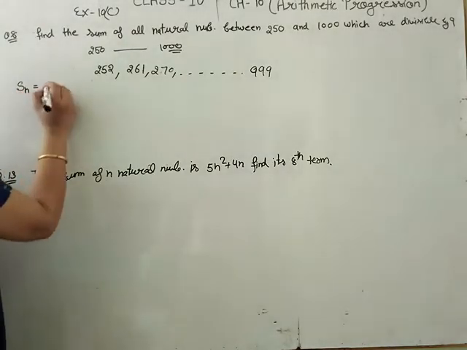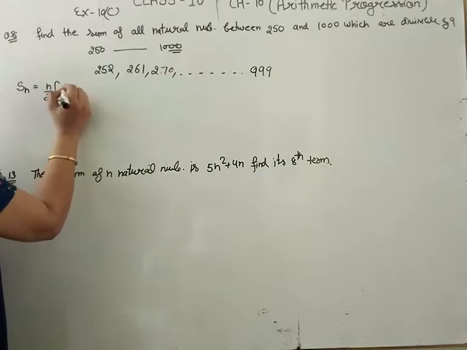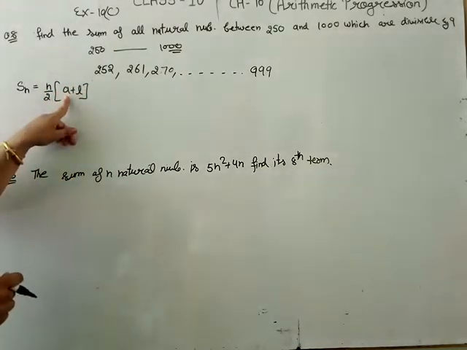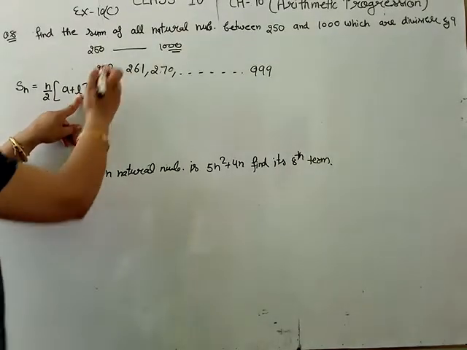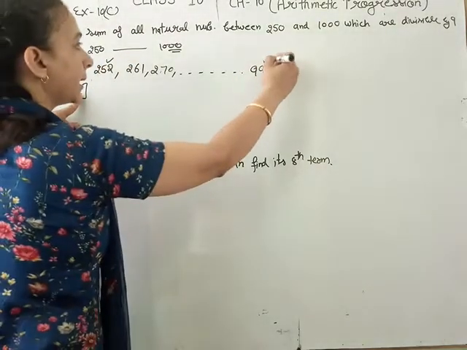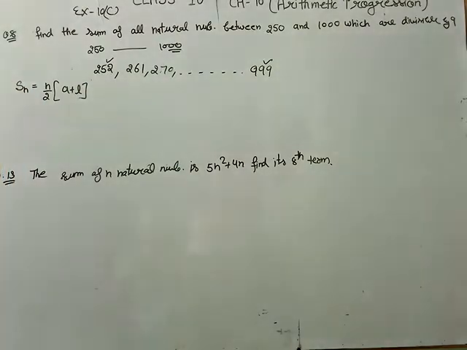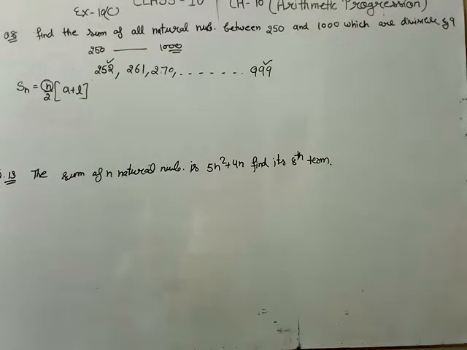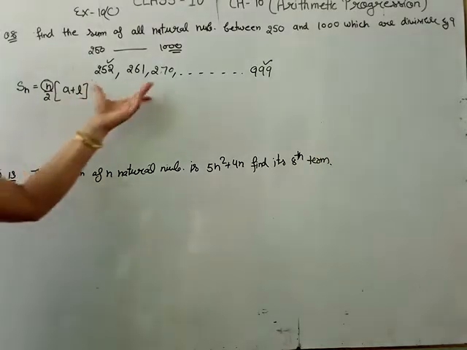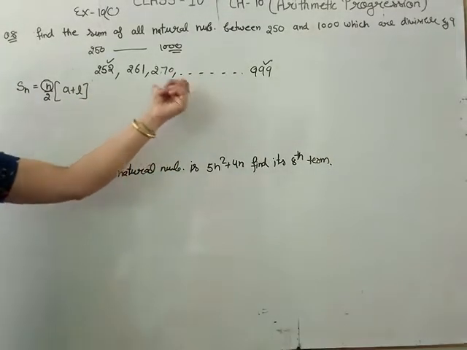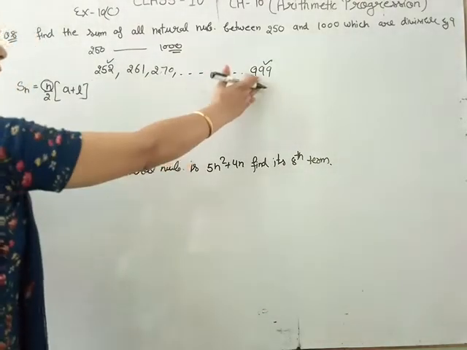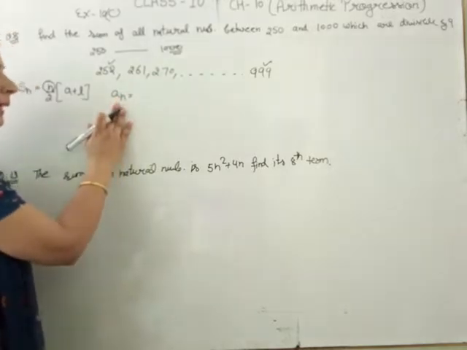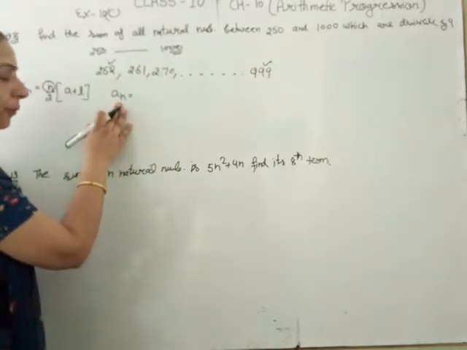Sn equals n by 2 times (a plus l). Here a means the first term, l means the last term. The first term is given and the last term is given, so we take this result. But for this we first find the value of n. How many terms are there? For this we use the last term. Let the last term be the nth term. We find the value of n.